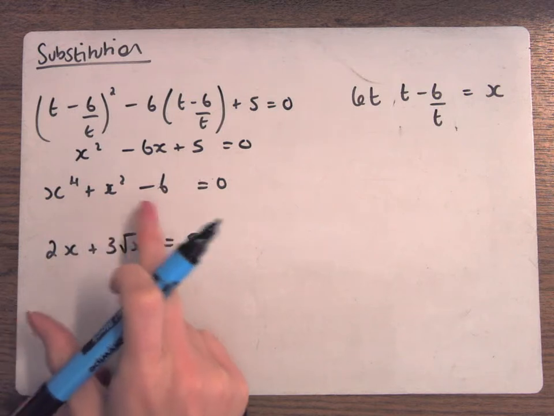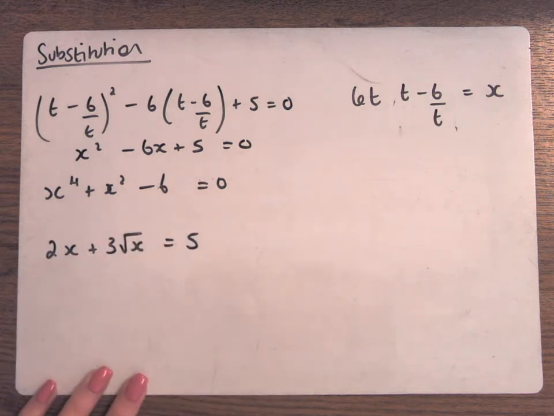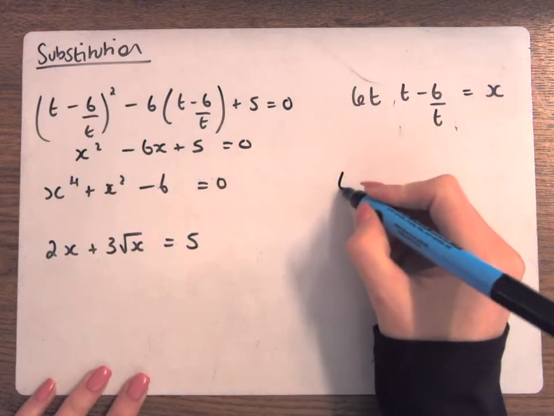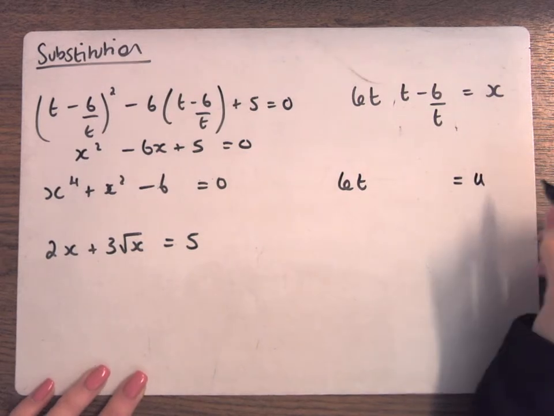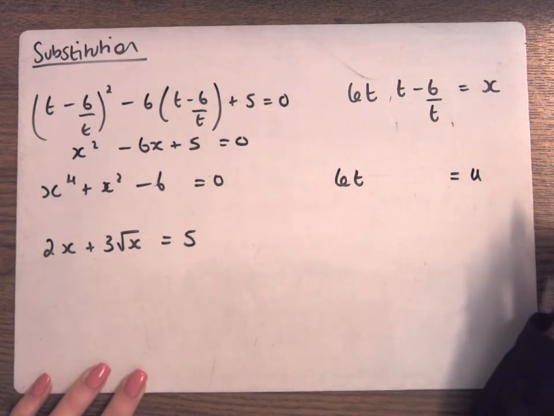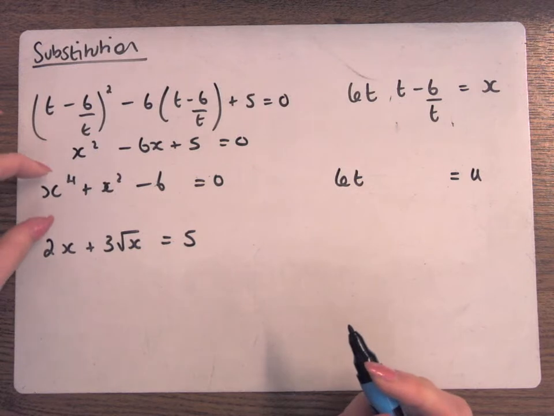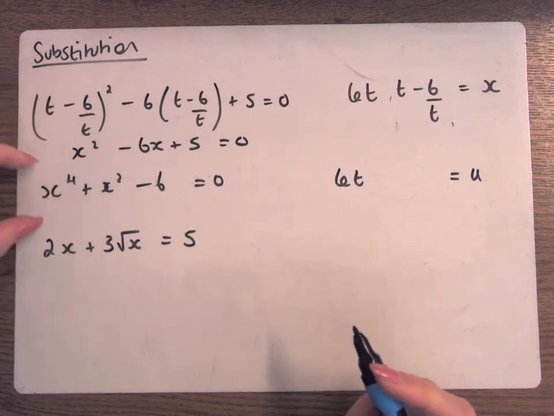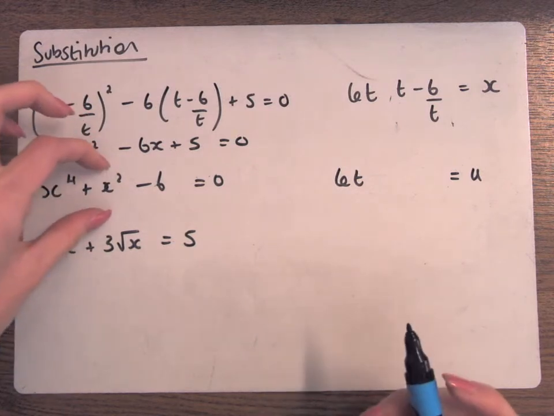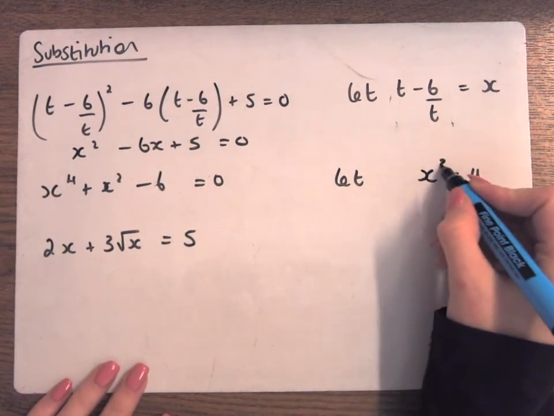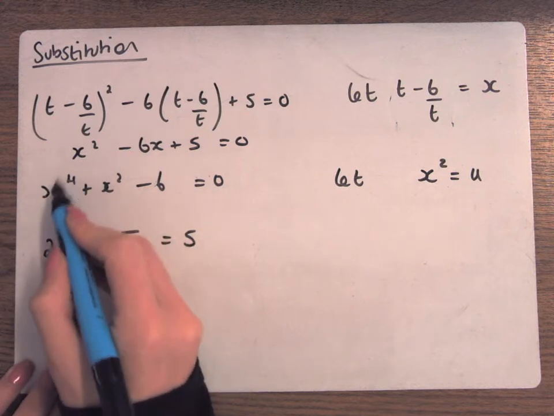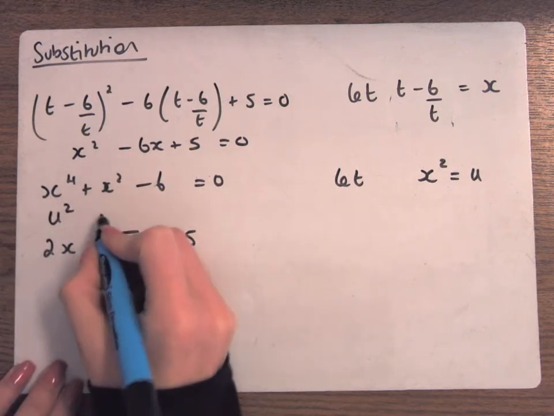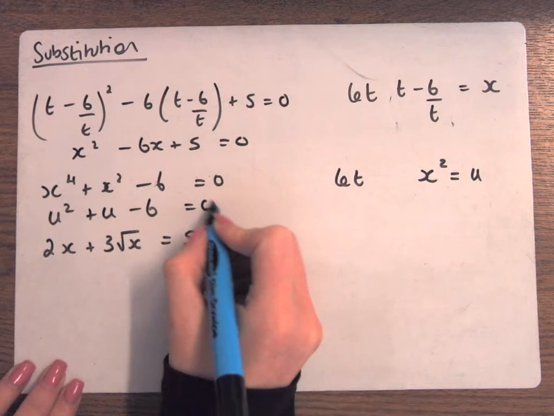Down here, what would you substitute? I can't pick x now. I'm going to use u. Generally, u is used for substituting. I always want this bit to be the x squared and this bit to be the x, or this bit to be the u squared and this bit to be the u. So what's u equal to? X squared. Lovely. So then I would have x squared to the power of 2 gives me the 4. Okay? So that's u squared plus u minus 6 equals 0.